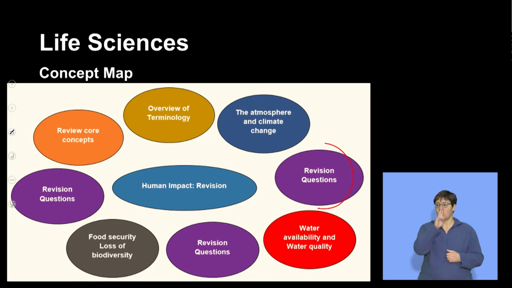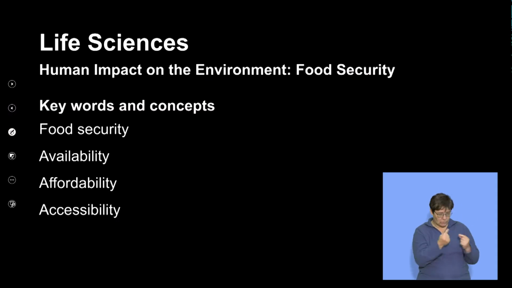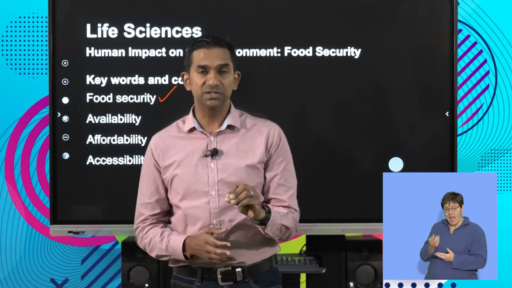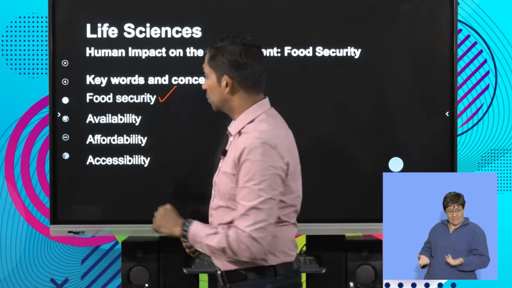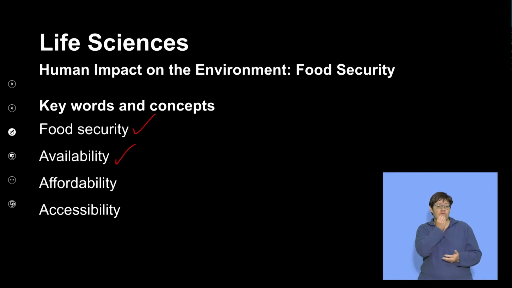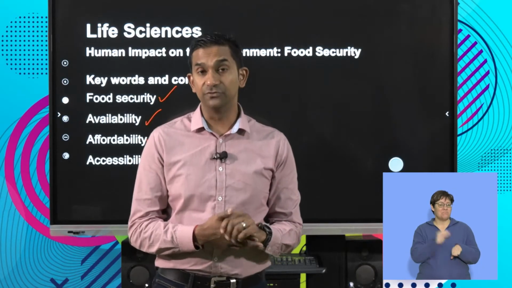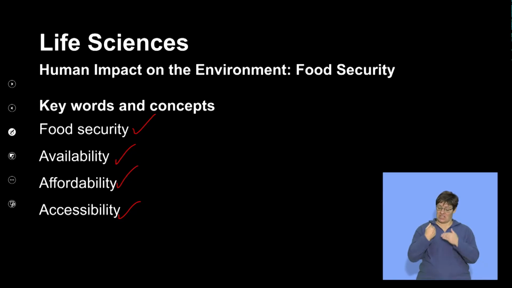So let's look at some revision questions. As I mentioned, it's important that we review some concepts. So we're going to talk about food security. What does that mean? Food security often refers to the availability and access that individuals in a population have to food. We talk about the availability of food, its affordability, as well as its accessibility. So it's good to have food, but if that food is not able to be accessed by people, it's also an indication of food insecurity. So those are concepts that we need to recollect.